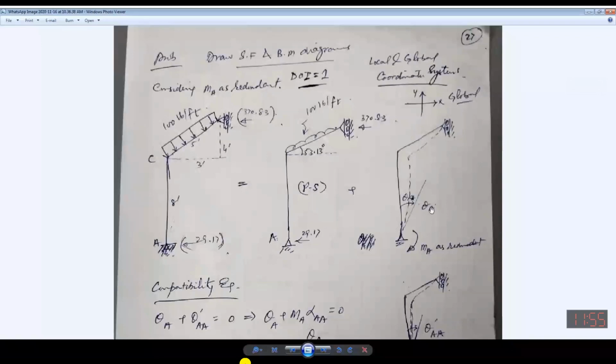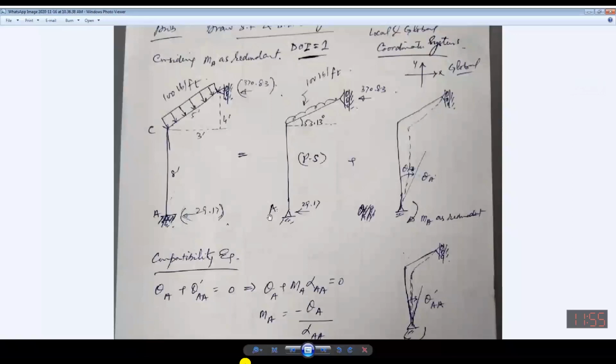Now this is the primary structure, and you can see that with the application of this moment, if I take the moment as the redundant force, it will render this fixed support into a hinge support. If I take any other force, vertical or horizontal, as redundant, then there is no support available that will represent the moment and one force. That is not possible. So I will consider the moment as redundant, and the remaining horizontal and vertical forces will render this support into the hinge support.